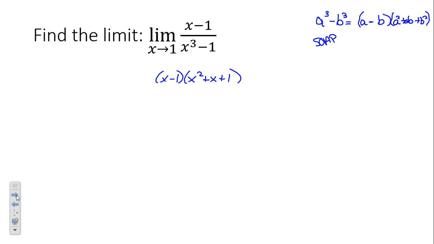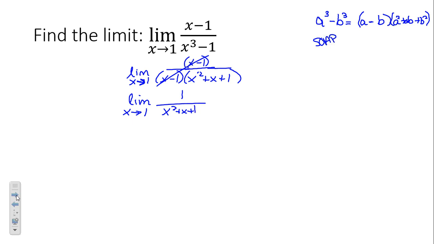Okay, always positive for the last. So now we've got the limit as x goes to 1 of x minus 1 over that. And now that they're factors, we can cancel. We can't cancel sums or differences, but we can cancel factors or products. Okay? So when we do that, we have simply the limit as x goes to 1 of 1 over x squared plus x plus 1.